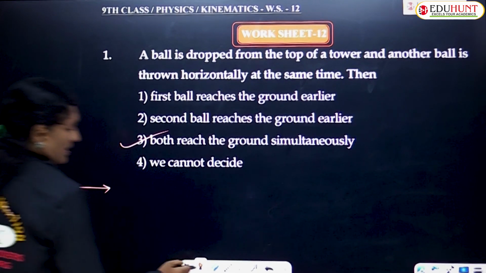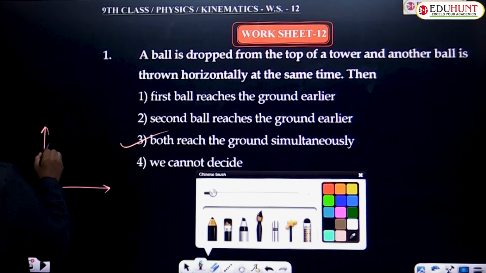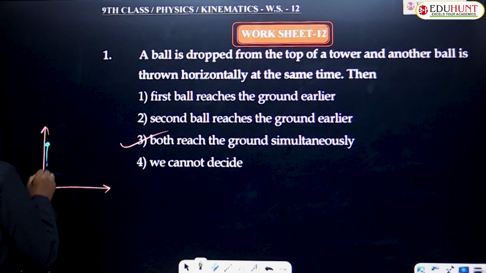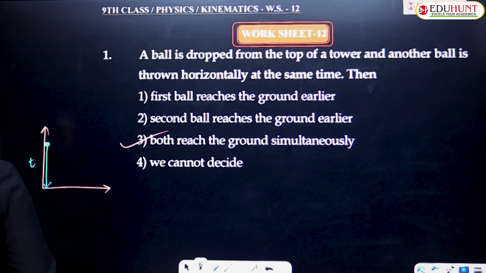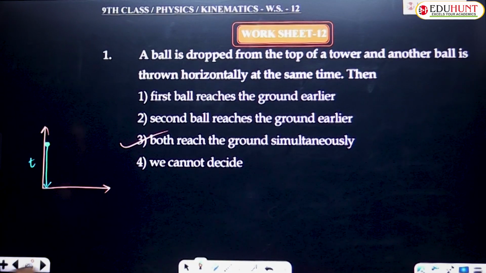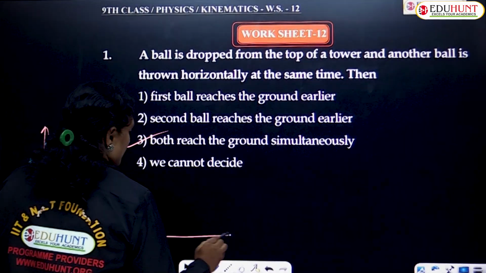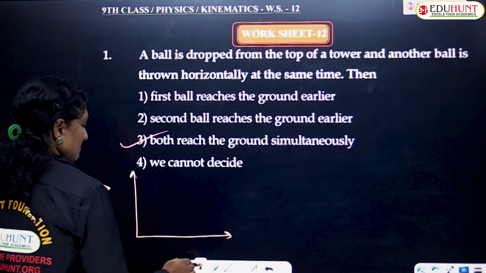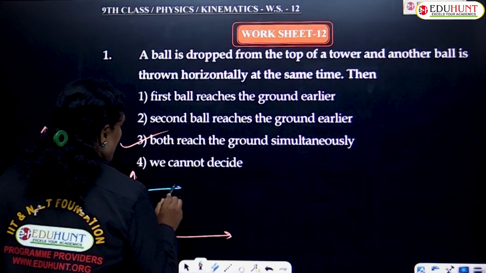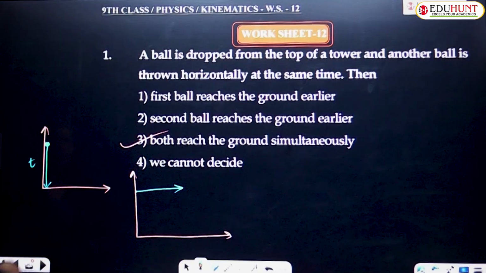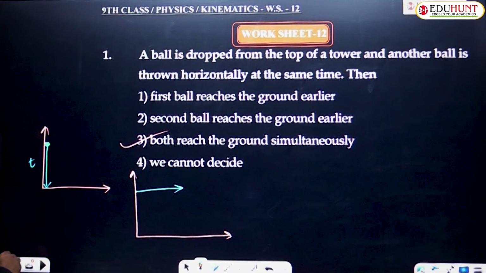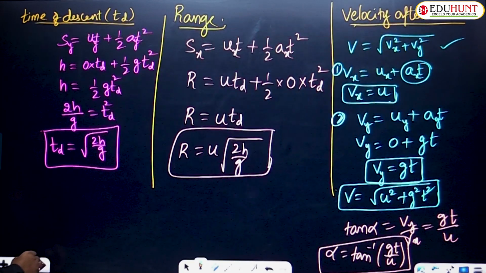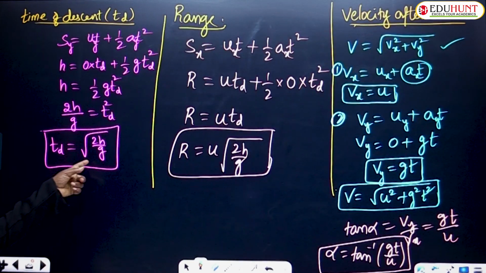In the first case, the ball was simply dropped from the top of a tower. It may take some time t. Whereas in the second case, the ball was released horizontally. Okay, so in this case, if you consider the time taken, the formula for time taken to reach the ground is nothing but root over 2h by g.